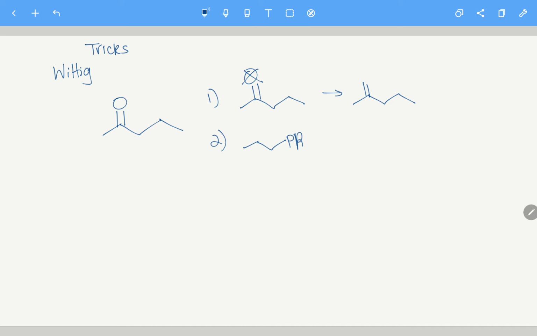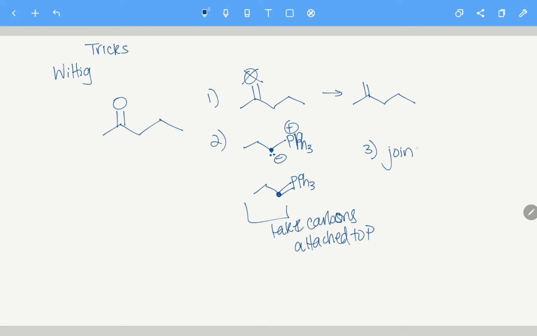So if I draw the Wittig reagent without the resonance, or I draw it with the resonance, you're essentially going to take that carbon attached to the phosphorus. So take the carbons attached to phosphorus, and then our third step is to join. And actually, let me put another carbon here so it's a little bit more complicated. So we're going to join that to where you replace the oxygen or remove the oxygen.